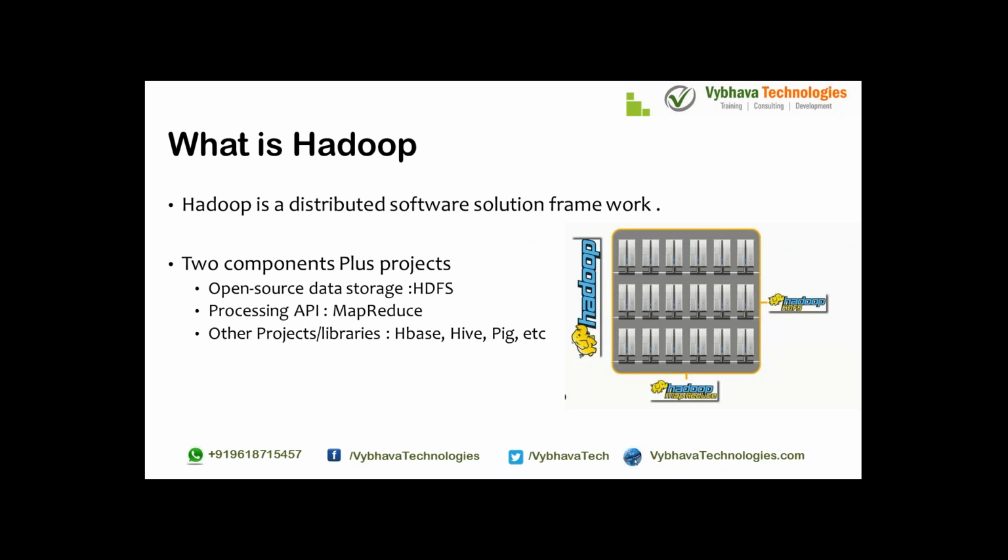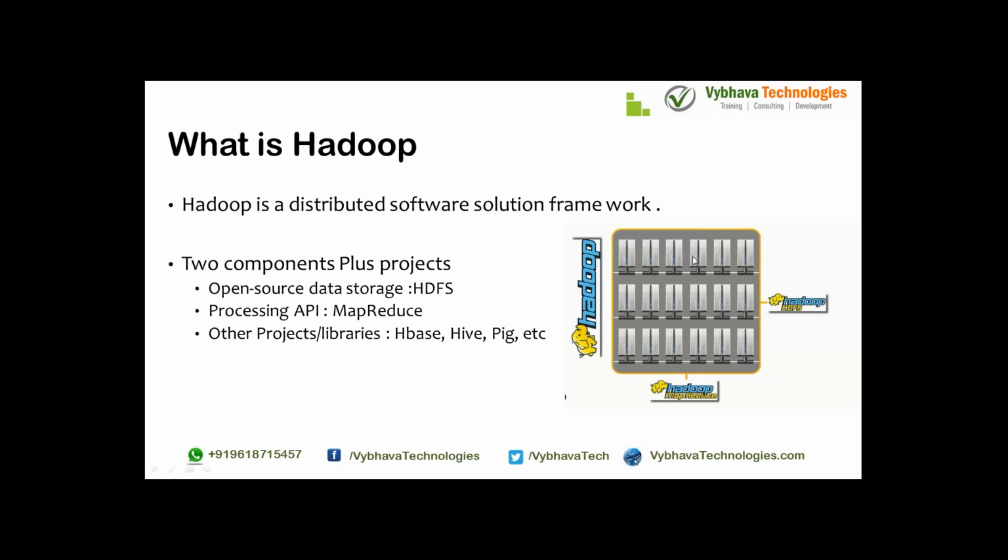Hadoop is a distributed software solution framework. It is a framework. What does it have? It has only two components. One is open source data storage, that is called HDFS, and the processing API, that is called MapReduce. Okay, there are only two parts. One is MapReduce. You can see this diagram. This is my Hadoop rack, Hadoop cluster.